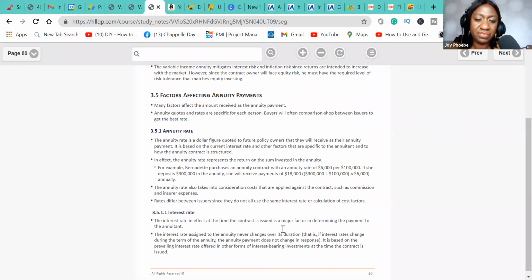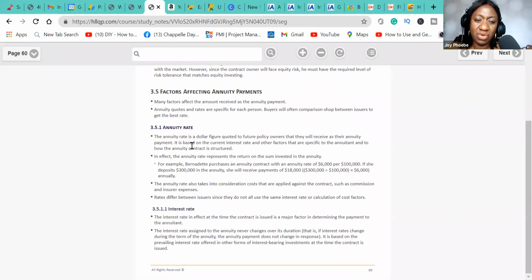Number one, annuity rates. For example, Benedict purchased an annuity contract with an annuity rate of 6,000 per 100,000. If she deposits 300,000 in the annuity, she will receive payments of 18,000. That's 300,000 divided by 100,000 multiplied by 6,000 annually. The annuity rate also takes into consideration costs that are applied against the contract, such as commissions and insurance expenses.